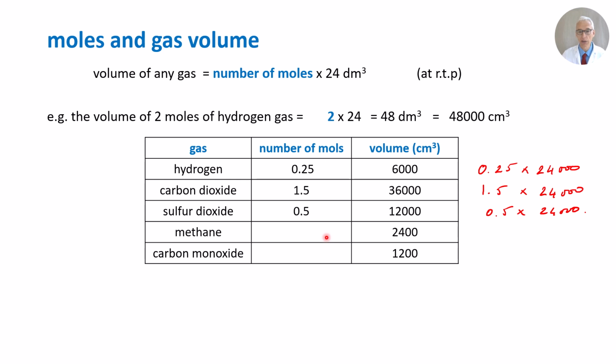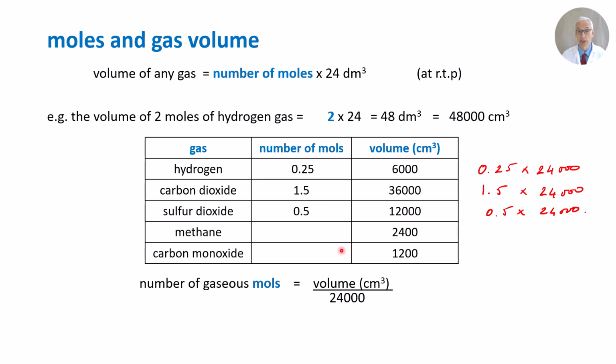But what about this next feature? How do we calculate the numbers of moles? Well, we're simply going to rearrange this equation so we isolate the number of gaseous moles as equaling the volume of gas divided by 24,000. All I've done is divide both sides by 24 decimeters cubed or 24,000 centimeters cubed. So numbers of moles is the volume divided by 24,000 if the volume is in centimeters cubed, and I am working in centimeters cubed. So if you haven't completed these two, pause and complete.